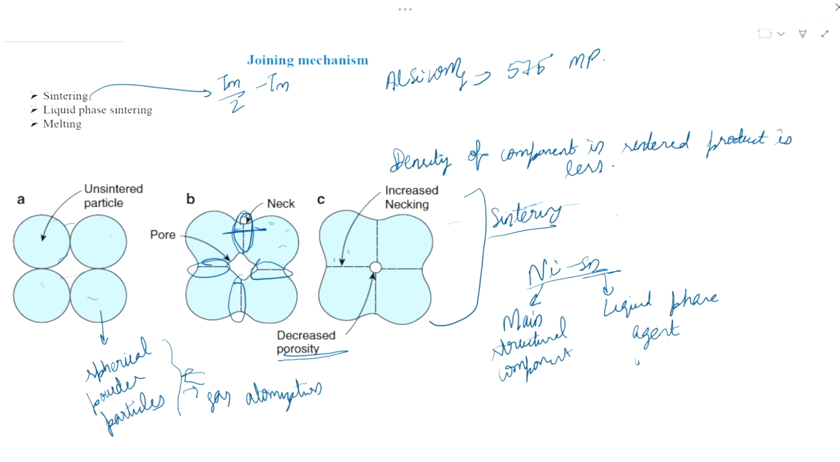Now the third thing is melting, or selective laser melting. Here no external phase is there, nothing is there. We have the powder particles, and we provide laser power in such a way that it will melt the powder particles. And if the melting is happening in the powder particles, the density of the product is much higher than the other two processes, sintering and liquid phase sintering.